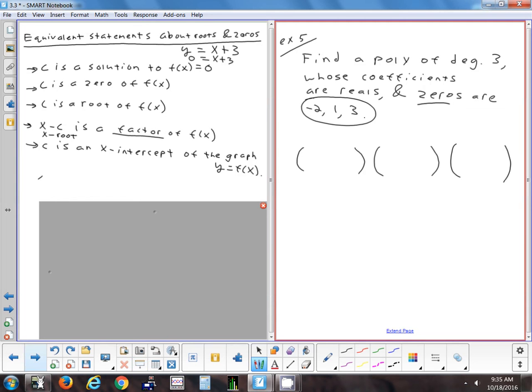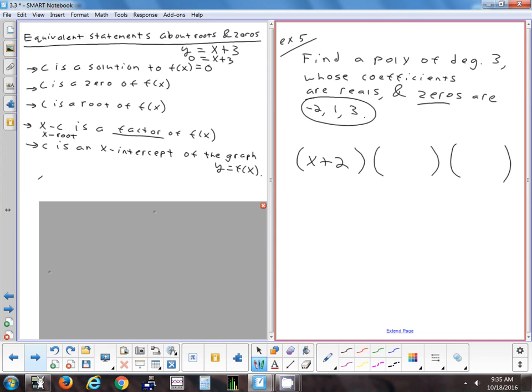-2 is a root, what would be a factor, Ian? X plus 2. Very good. If you know a root, x minus your root is always a factor.